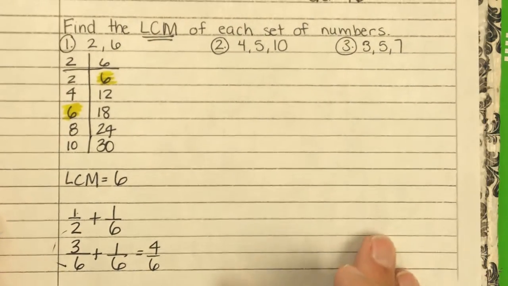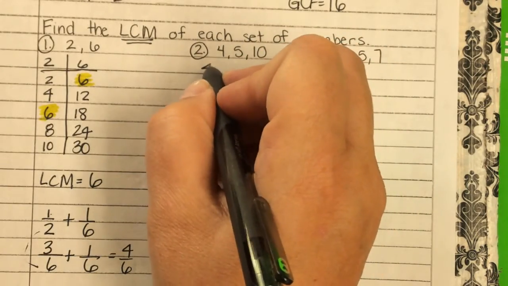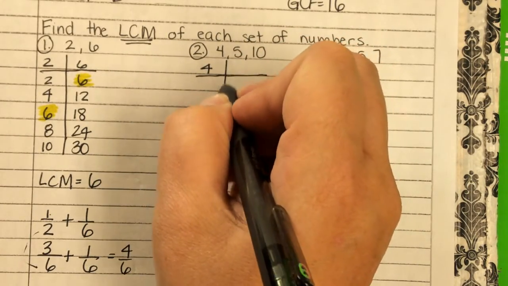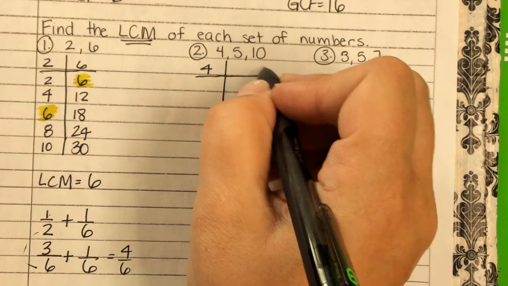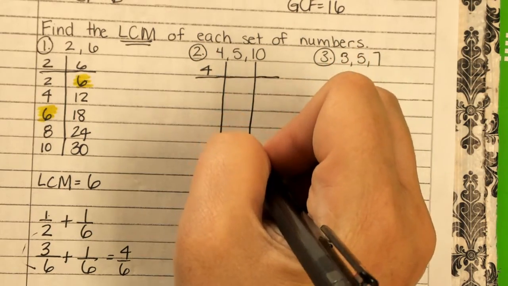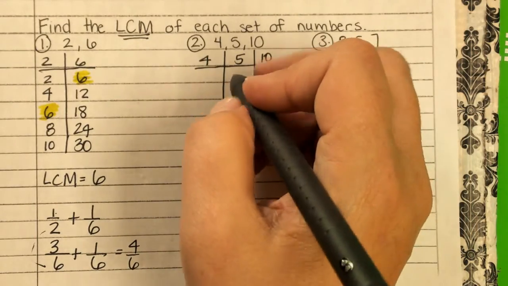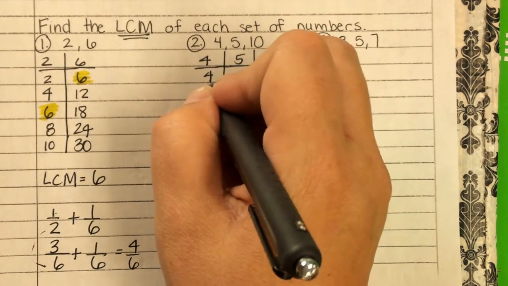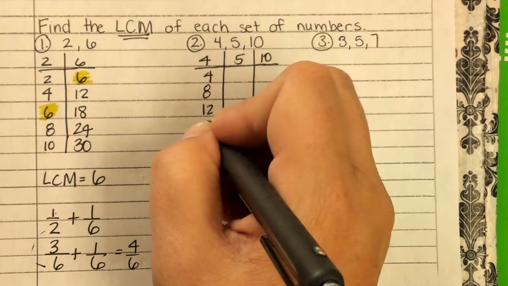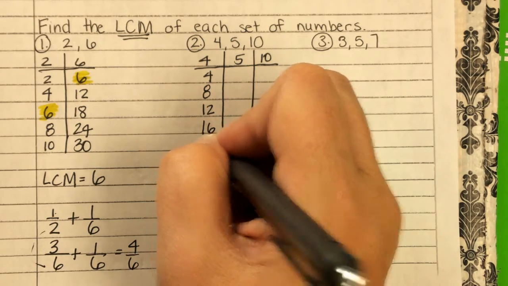Let's try a couple more. All right, so let's look. This time we have 3, and we can do that. 3 is fine. Okay, so here we go. We've got 4, 5, and 10. So what are my multiples of 4? 4, 8, 12, 16, 20. I'm going to stop right there.